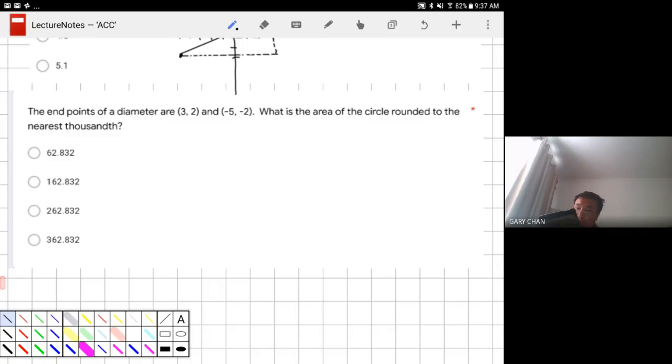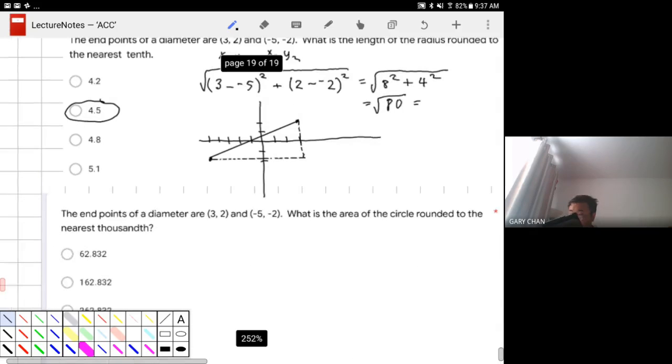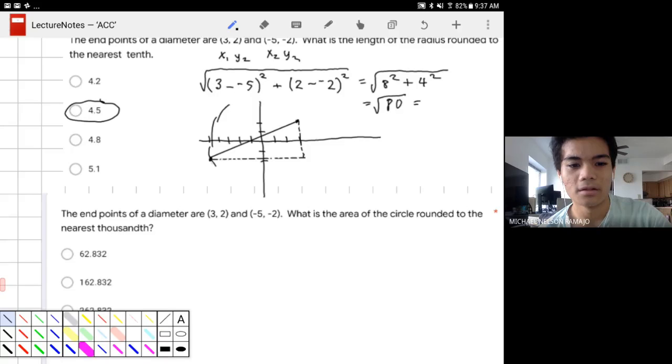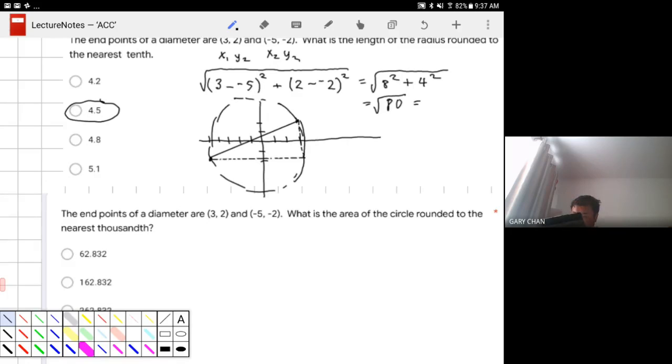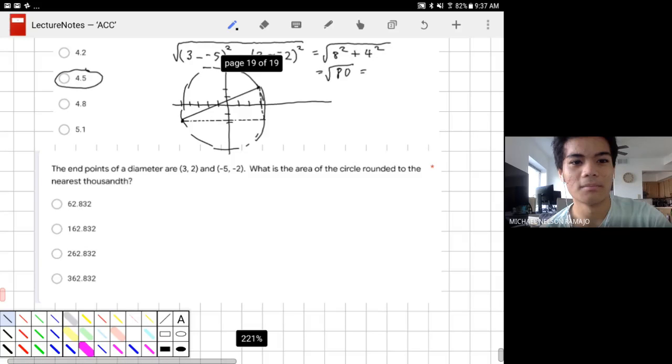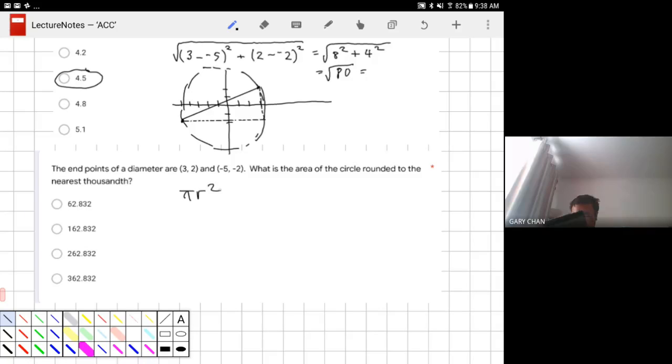It says that the endpoints of a diameter are 3, 2 and negative 5, negative 2. What is the area of the circle rounded to the nearest thousandth? So we're dealing with the same endpoints, yeah? Yes, we are. If we're dealing with the same endpoints, how do we find the area of this circle here? Use the circle area formula and then plug it in. What would the area circle formula be? Pi times radius squared. That's it.